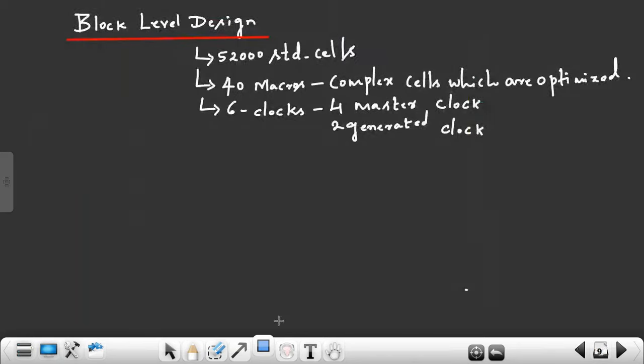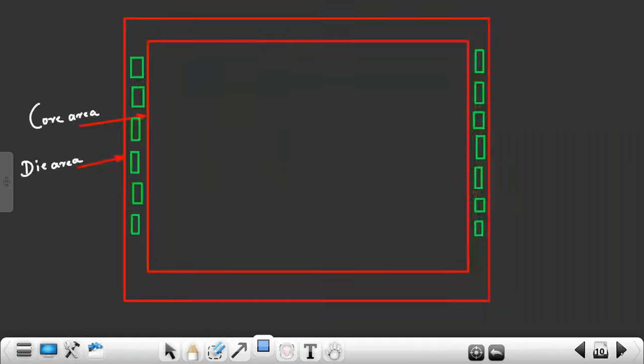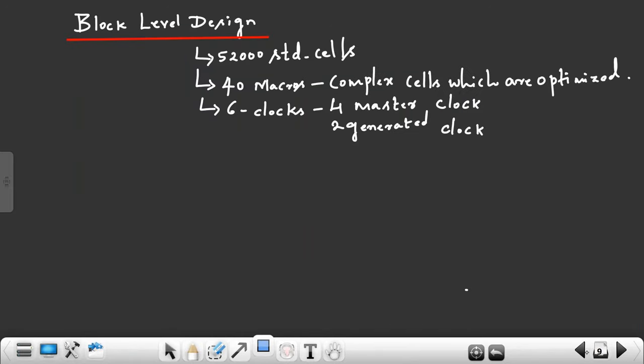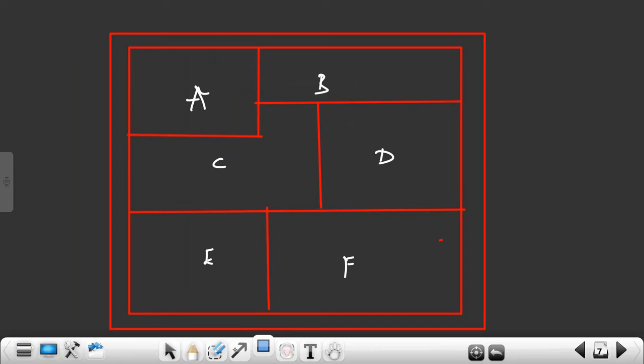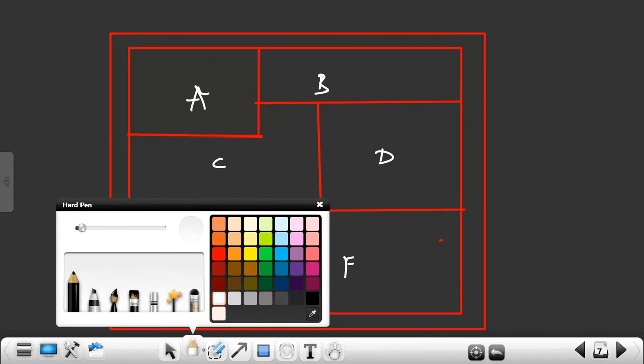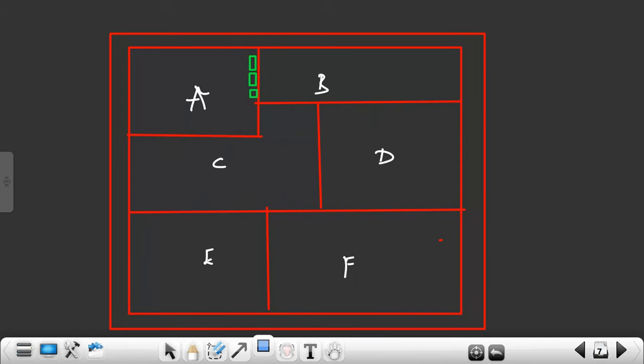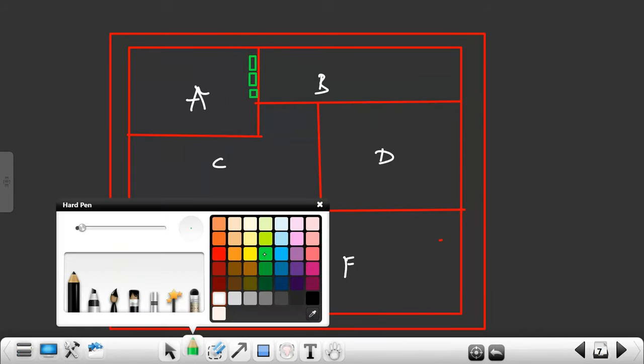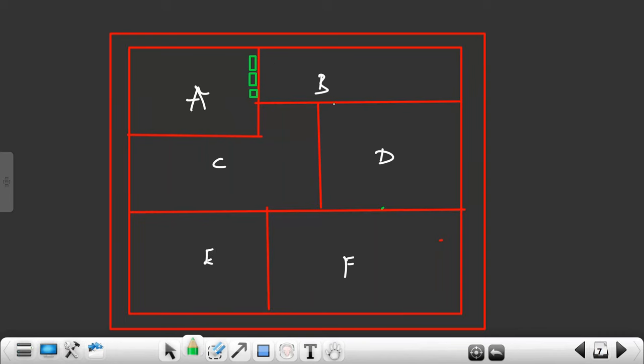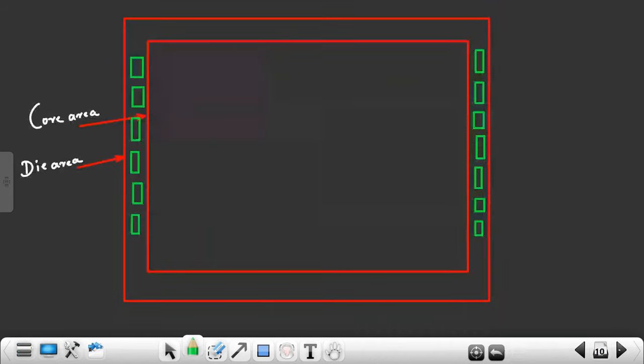So based on your chip top suggestion, place the ports. The chip top will suggest how to place the ports. You cannot place wherever you want, correct? For example, if A and B are communicating, then I have to place all the output ports of A here only, right? Then A can easily communicate with what? B. So input ports of B should be present here. Then outputs of A can be easily connected to B. So based on your chip top suggestion, you should decide where to place your ports, right? That is called port placement.